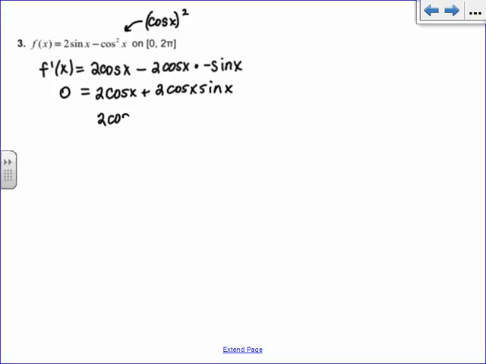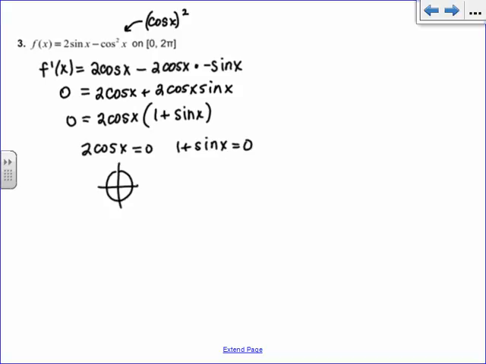Pull out the common factor, which is 2 cosine of x. This reminds me of one of your study guide problems. And set each piece equal to 0. So when we set 2 cosine of x equal to 0, and 1 plus sine of x equal to 0, cosine is equal to 0 here and here. So it's going to be at pi over 2 and 3 pi over 2. And we know we're on the interval 0 to 2 pi, so we're good there. No more. All right, and then this next one is sine of x equals -1. And that's happening right there, right? At 3 pi over 2.